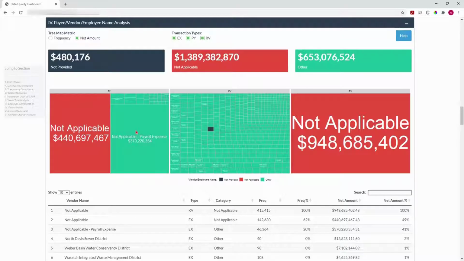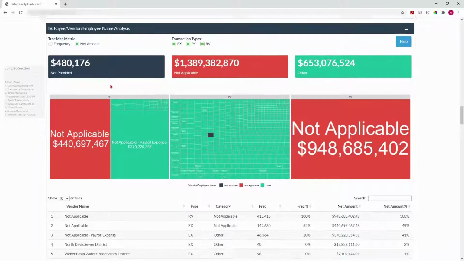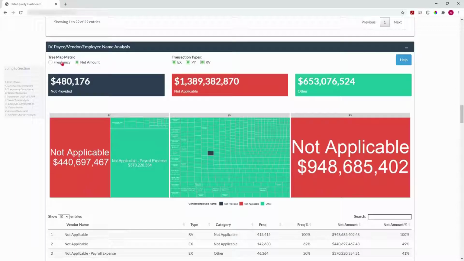When we get here, there's a lot going on, so let's break it all down. We're able to look at this tree map by either frequency or net amount. We're also able to filter by specific transaction types. In most cases, revenue is not needed because that score is not calculated. We're mostly looking at the expenditure and payroll amounts.